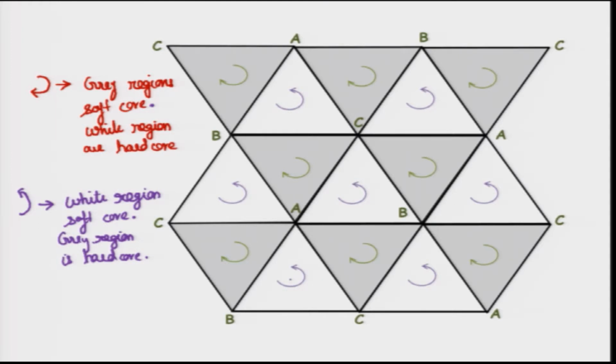Even if you talk about this clockwise dislocation, which is over here, let us say it is here, this is the soft core for this, and it will want to go here, here, here, and here, and there will also be one over here. But in between you would see there is a region of hard core for this type of dislocation.